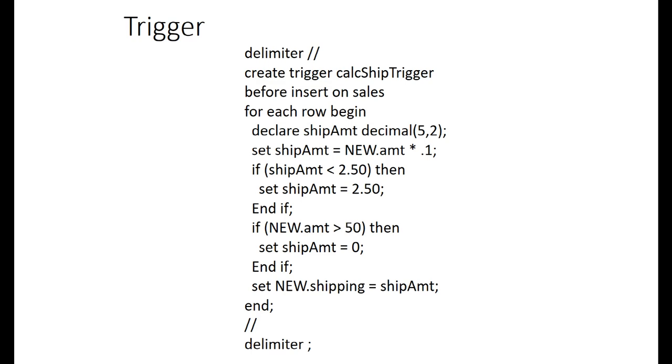Now we don't have to worry about other programmers knowing that they should call this. This will happen. If they provide a shipping amount, we'll ignore it. We'll override it. They don't have to know what the rules are. We've got all the rules right here. If the company changes the rules, like maybe they decide, hey, we're having a sale, we're going to give you free shipping on cheaper stuff, we just change the trigger. We don't have to find all the places in code that insert into the table. We just change it right here.